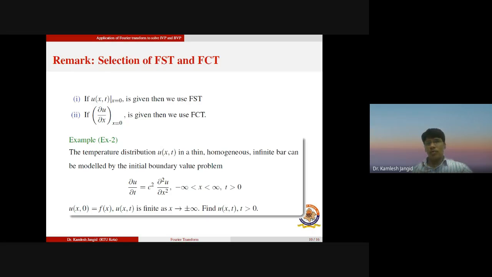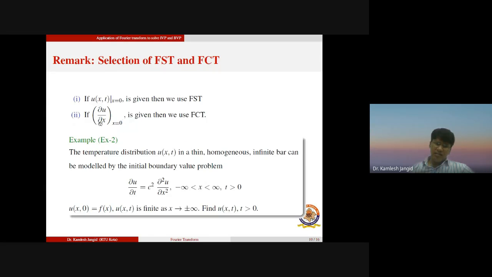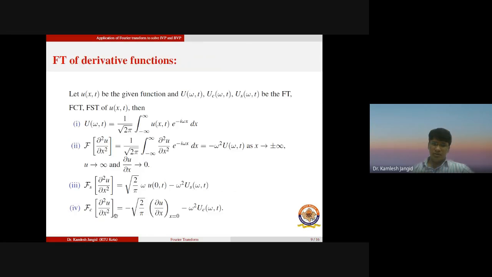It means when we have to apply the Fourier sine transformation or Fourier cosine transformation to solve the given initial value problem. Now, if your condition is of this form, the initial value at x equals 0 is given, u of 0 comma t, then we use the Fourier sine transformation because we know, in this case, the third property, the Fourier sine transformation of the second order partial derivative, is in terms of u of 0 comma t. And if your initial condition is given in derivative form, del u upon del x at x equals 0, then we use Fourier cosine transformation, which can be seen from here.